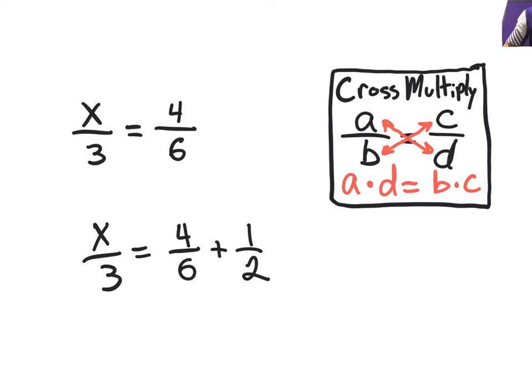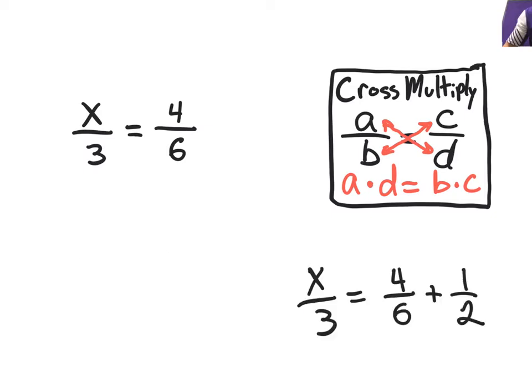So we might as well show how we are going to do this top one. Again, cross multiplying is this one times that one equals this one times that one. So let's write that out. The x multiplied by 6 is going to equal 3 times 4. And it doesn't matter which order you go. You could say x times 6 or 6 times x. You could say 3 times 4 or 4 times 3, whatever you want.